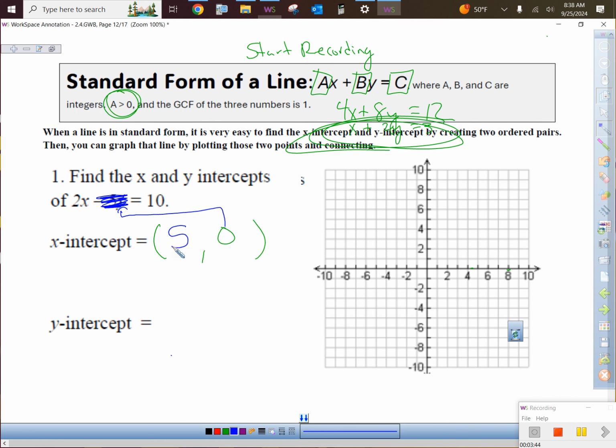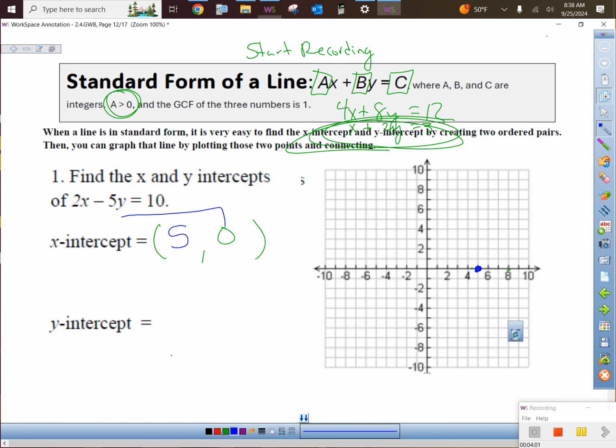And I think we are intelligent enough to do that without any work shown. You're welcome to do some work, but the x-intercept of this line right here would be (5, 0). So I'm going to go plot it. Boom. And then I'm going to erase that because I didn't want that to be happening.